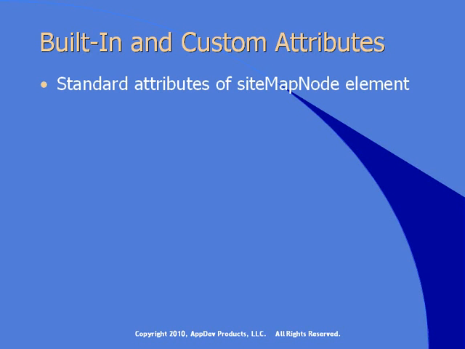The sitemap node element has 3 standard attributes. The title is required. This provides the default text that navigation controls display for the page. In other words, it's what the user is going to see within the controls as they navigate around your site. The next standard attribute is URL. Surprisingly enough, this is an optional attribute.